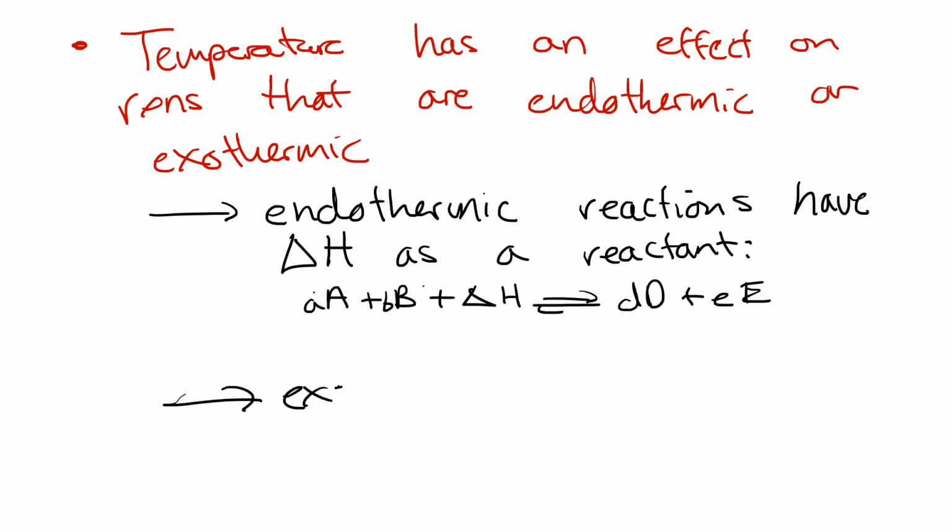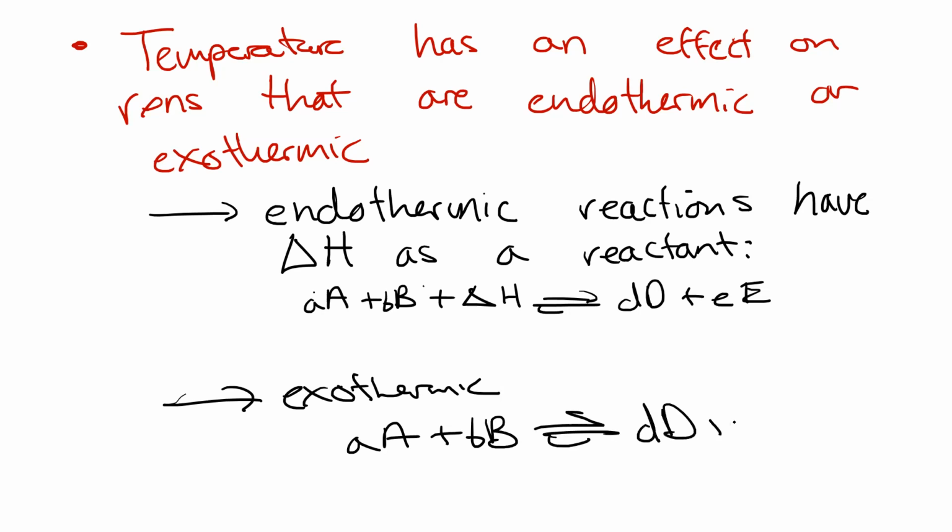Exothermic reactions are just the opposite. It's A plus B in equilibrium with DD plus EE plus delta H. Remember, exothermic means energy is released, so therefore it is now a product. So if you remove heat, pull on the heat, you're going to pull the reaction toward product. If you add heat, you're going to drive it toward reactant. Does that make sense? It's just a push and pull. That's the basic idea of this. Good so far? Okay.